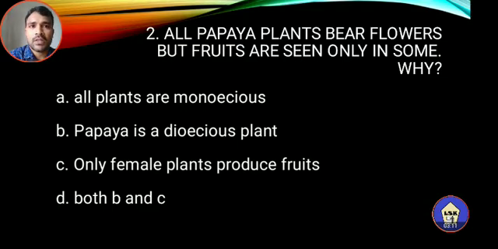All plants are monoecious? Papaya plants are unisexual. They are not bisexual. So option A is definitely wrong. The answer should be either B, C or D. Papaya is a dioecious plant. Dioecious means unisexual. So this is true. And only female plants produce fruits, because a female plant produces female flowers. The female flower consists of the ovary. Ovary is the part of the flower which develops as a fruit after fertilization. So B is correct, C is correct. So the answer should be option D. Option D is the right answer.